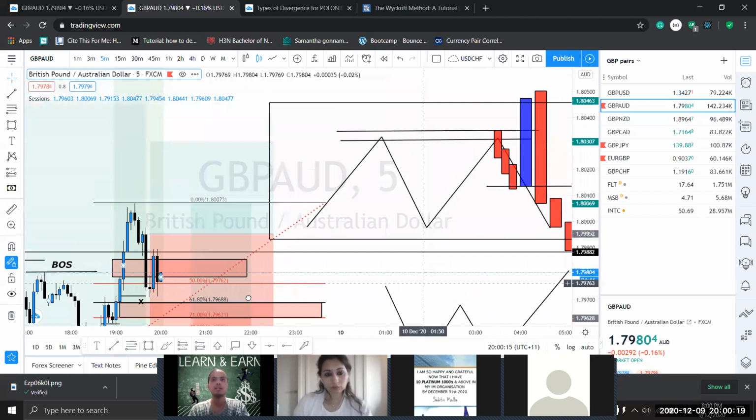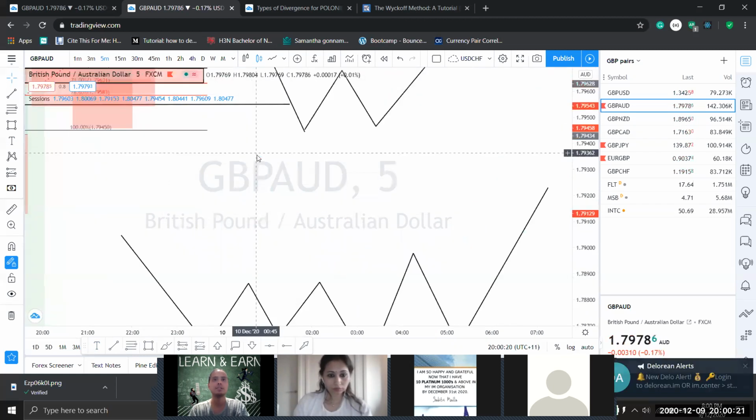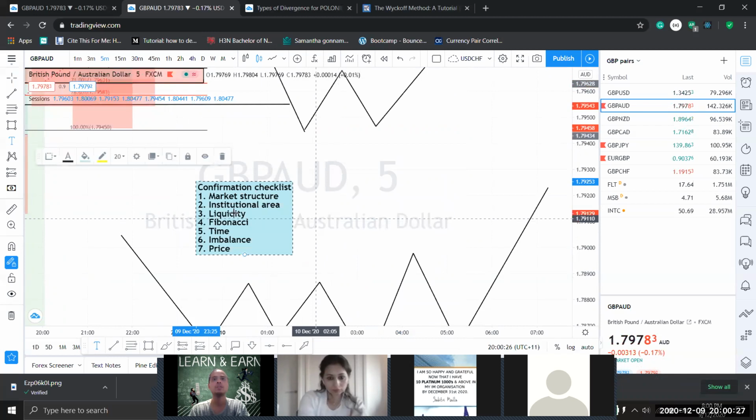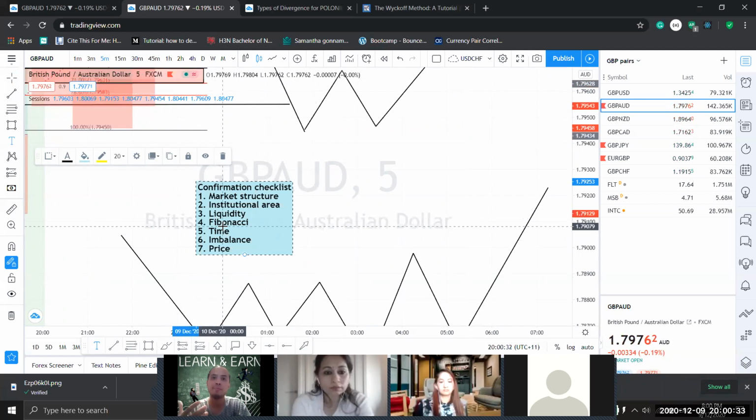Confirmation checklist, I will get it here, right here. Confirmation checklist, text, boom, confirmation checklist. So your Fibonacci is only done. When you talk about your Fibonacci, your Fibonacci confirmation is only made, but we have 6-7 confirmation checklist. What is that?